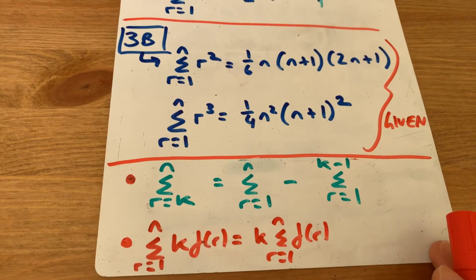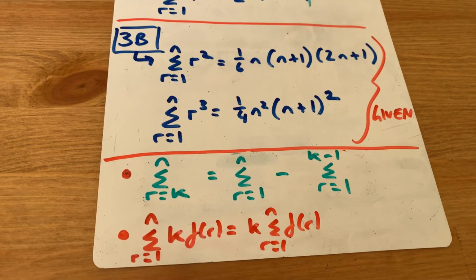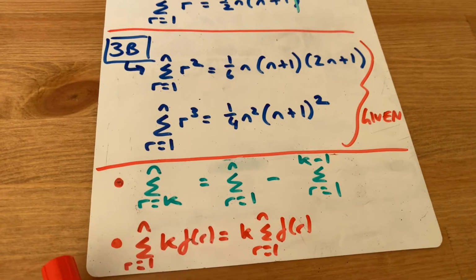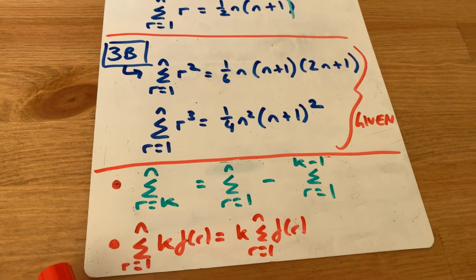Second thing which we need to be aware of is if we had the sum of a function with a coefficient, we can actually take the coefficient in front of our summation sign, okay?